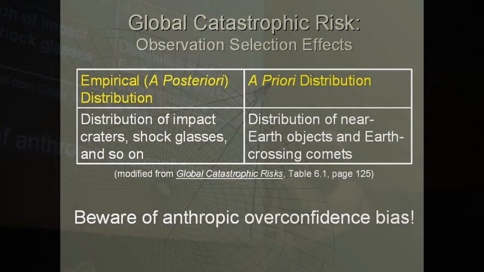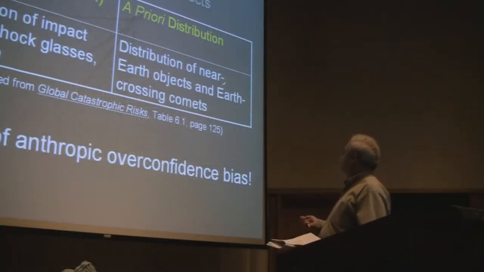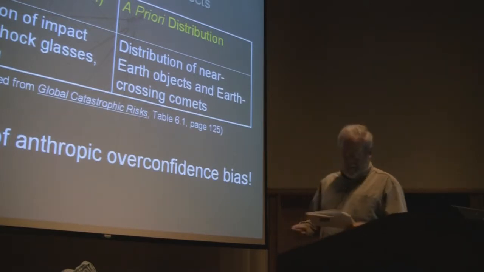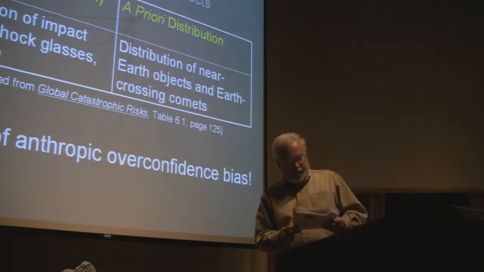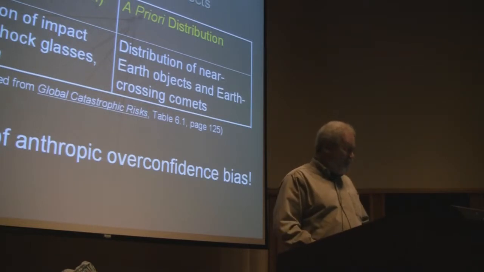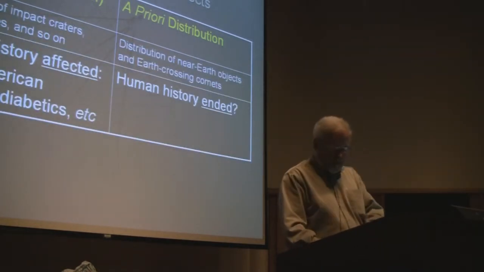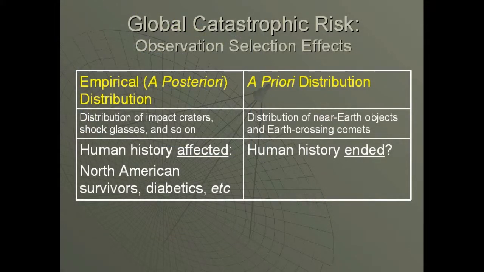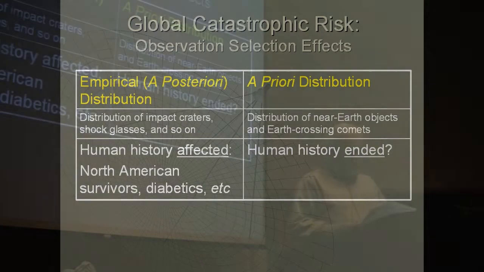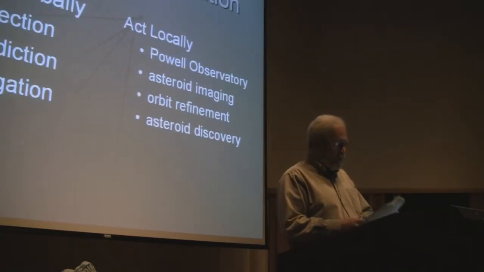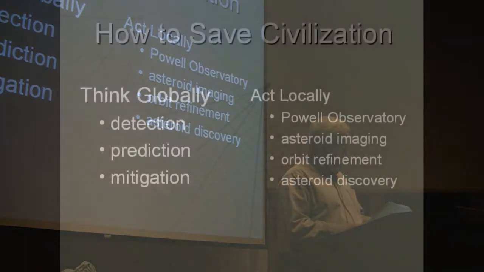When you look at this, the distribution of Earth-crossing objects is more important than the distribution of craters. The geologists finding the craters are important, but the astronomers finding the asteroids are really important. It's a difference between human history being affected by past impacts, some of the things I've talked about, and human history potentially being ended by one of these things hitting and starting a nuclear war. So what do we do about it? Well, let's save civilization.